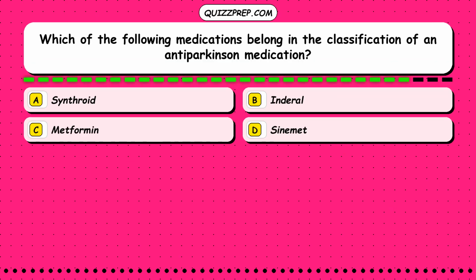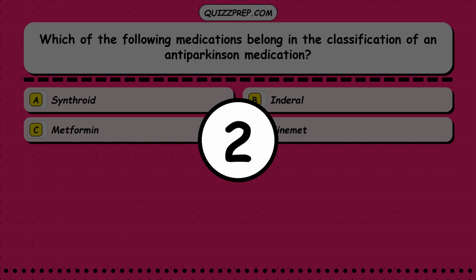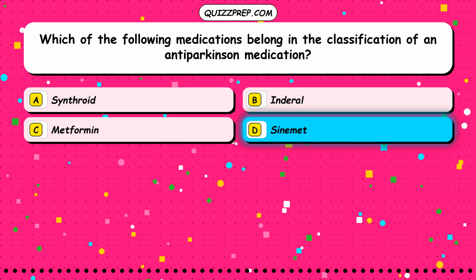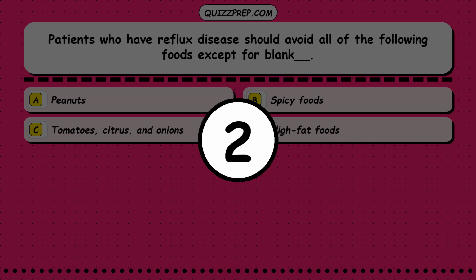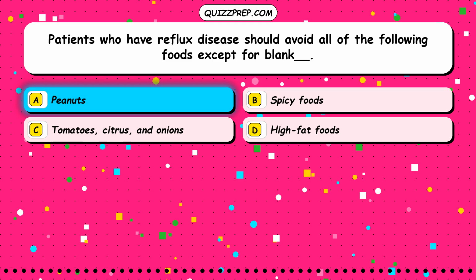Question 311. Which of the following medications belong in the classification of an anti-Parkinson medication? Option A, Synthroid. Option B, Inderal. Option C, metformin. Option D, Synmet. The correct answer is option D, Synmet. Question 312. Patients who have reflux disease should avoid all of the following foods except for blank. Option A, peanuts. Option B, spicy foods. Option C, tomatoes, citrus, and onions. Option D, high-fat foods. The correct answer is option A, peanuts.